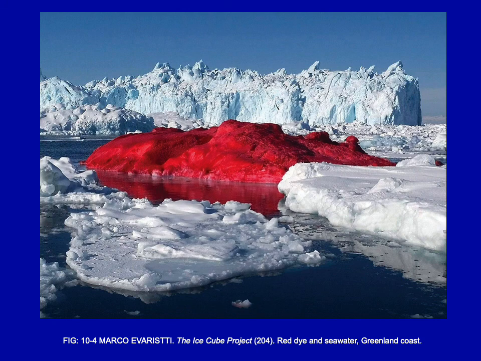This piece is an iceberg that's been dyed red with like a snow cone dye. And this artist, Marco Evaristti, he wanted to draw attention to the melting ice caps and global warming because a lot of people deny what's happening to the world. And so he dyed it red and then he photographed it as it melted into the ocean.